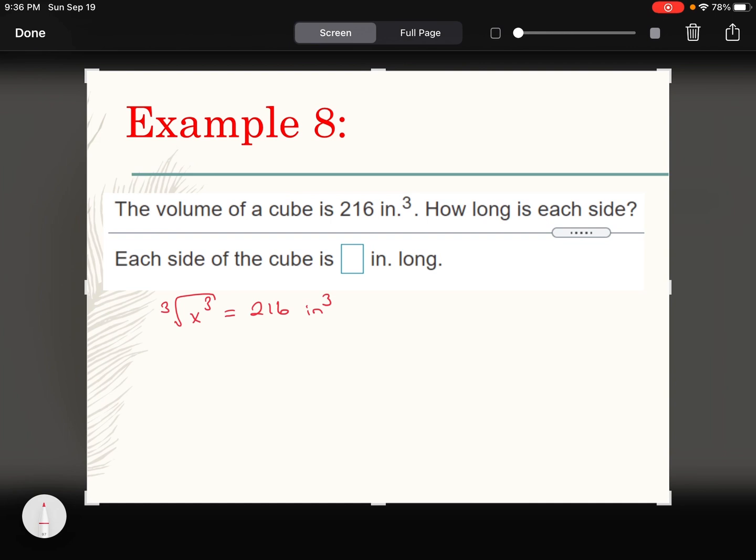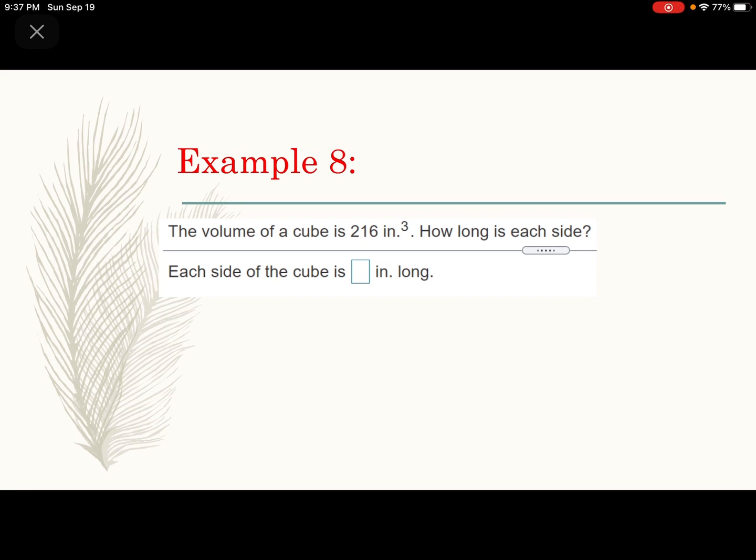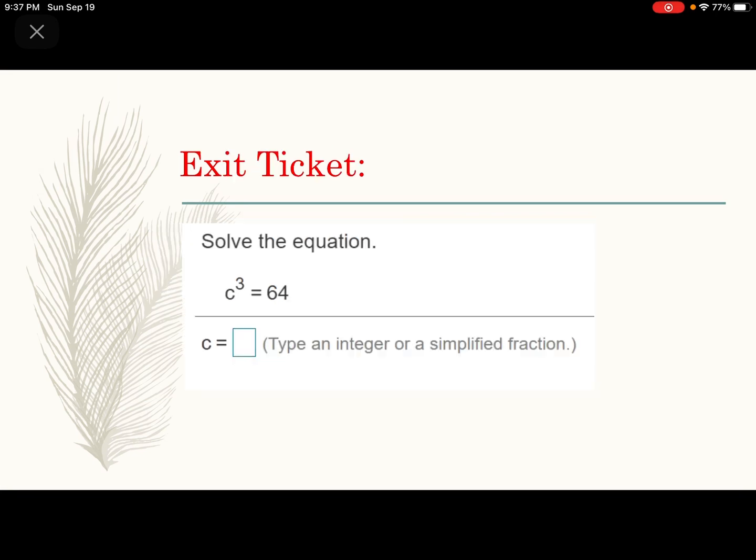I'm going to take the cube root of each side. x cubed. 6 cubed, guys. 6 cubed gives us 216. So the cube root of x cubed goes out as x, and x is equal to 6. So each side of the cube is 6 inches long, guys. Guys, if you don't understand any step, please send me an email, then I can give more explanation.